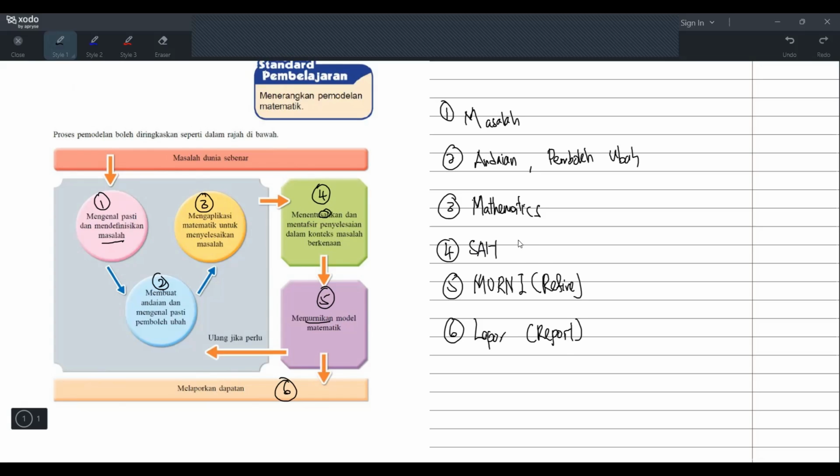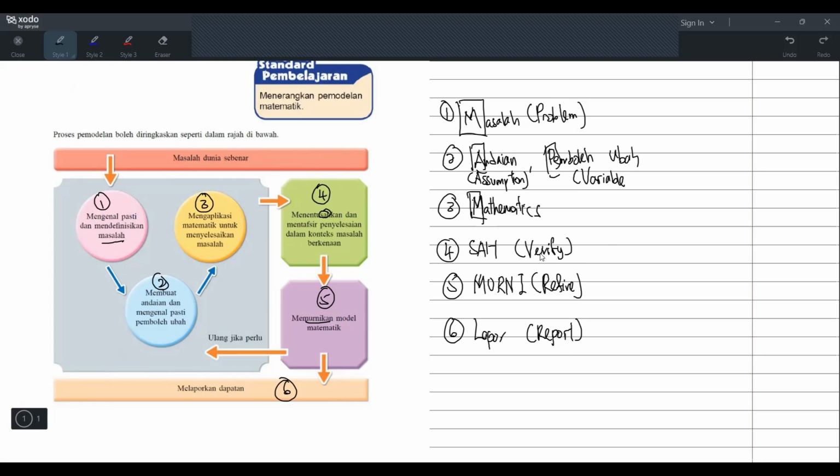I write in English also. Mathematic in English is mathematic, so nothing to write there. Andaian is assumption. Pemboleh ubah is the variable. And masalah is just the problem. So can you hafal with me now? What is the first one? Masalah, M. The second one is A and P, andaian pemboleh ubah. The third one is mathematic. And then sah murni lapor.